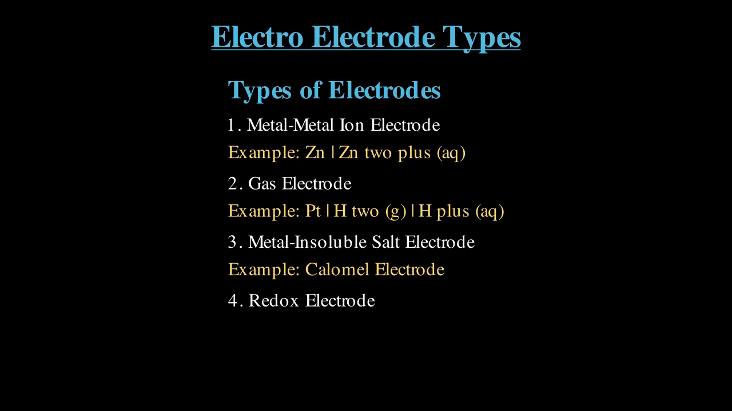Finally, we have the redox electrode. In this type, an inert conductor like platinum is placed in a solution containing ions of the same element, but in different oxidation states, like a solution with both Fe2+ and Fe3+ ions. Here, the platinum simply facilitates the transfer of electrons.